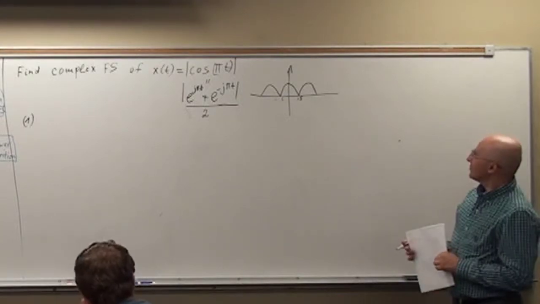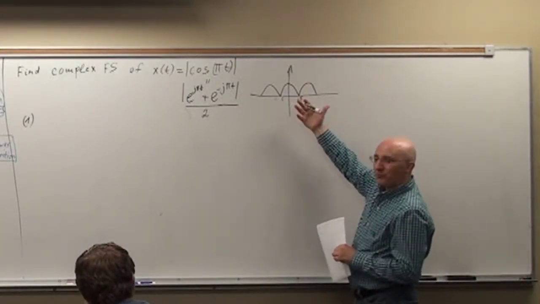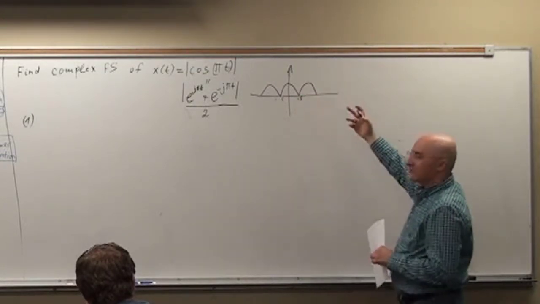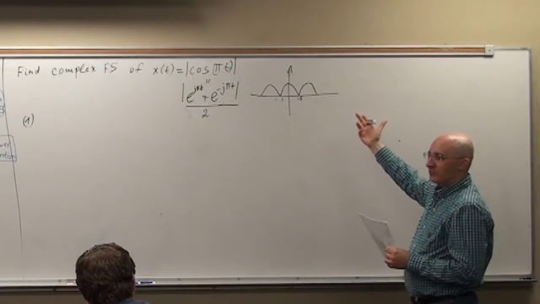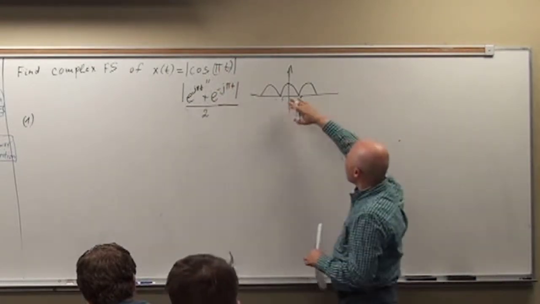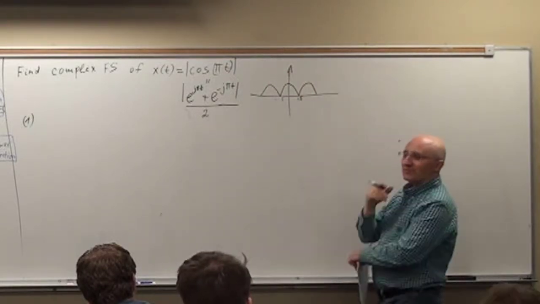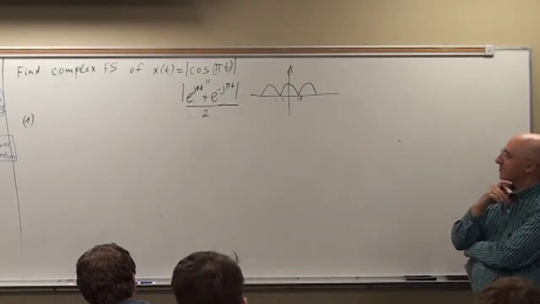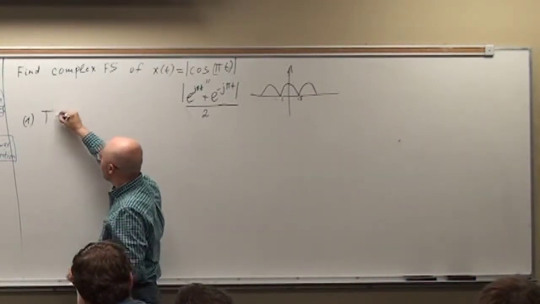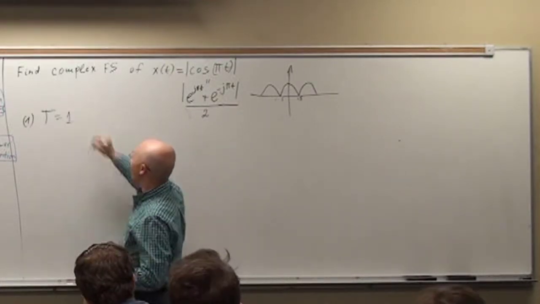So the periodicity of cosine pi t is basically how many? 2. Yes. So for the absolute value of cosine, where you're flipping that part up, it should be half of that. So what is the size of T? Because you flip it, that's 1. Okay.